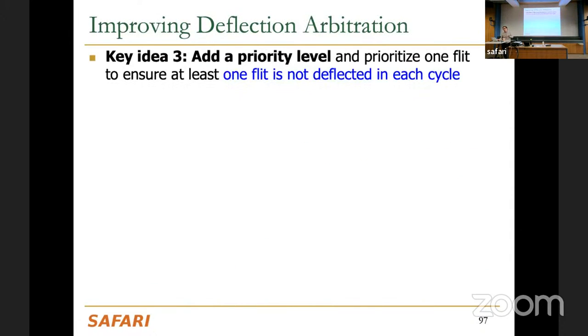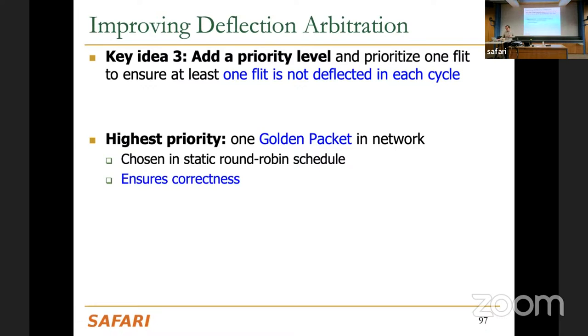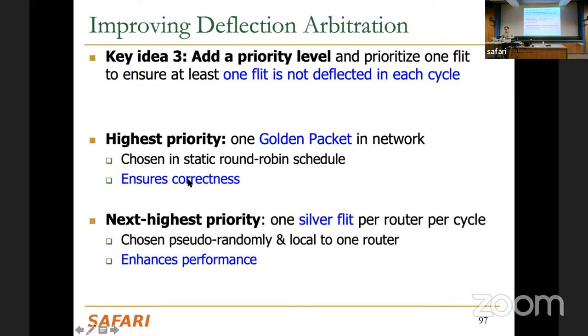But one improvement is clearly adding one more priority level to ensure at least one flit is not deflected in each cycle. And that's the idea of this silver flit. So the highest priority is still the golden packet in the entire network. There's one golden packet. It's chosen in a static round robin schedule, and this ensures correctness. The next higher priority is chosen by the local router. The local router chooses one silver flit per router per cycle. Again, it's chosen pseudo-randomly, and this enhances performance.